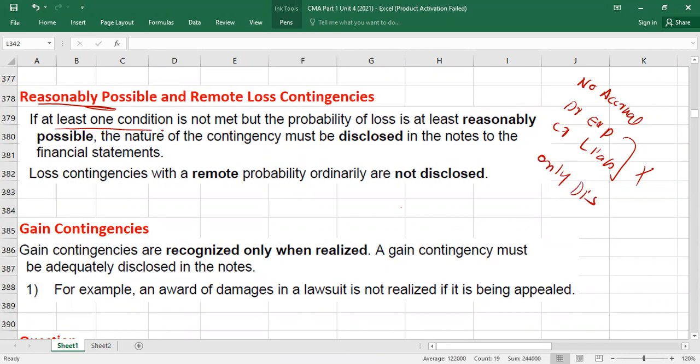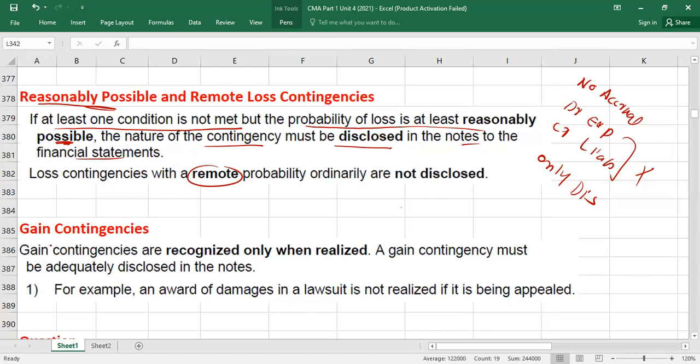If at least one condition is not met, maybe it is not probable or the amount is not reasonably estimated, but the probability of loss is at least reasonably possible, the nature of the contingencies must be disclosed in the notes to the financial statements. Only disclosure is required, no accrual. The third scenario: if chances are remote, you don't need to do anything. Do nothing. No disclosure, no accruals. Understood? If chances are remote.